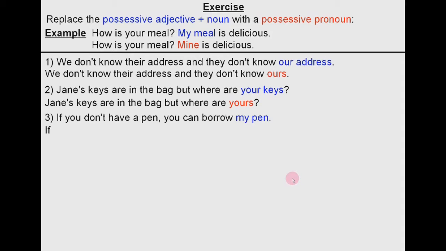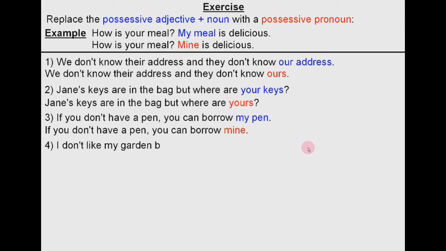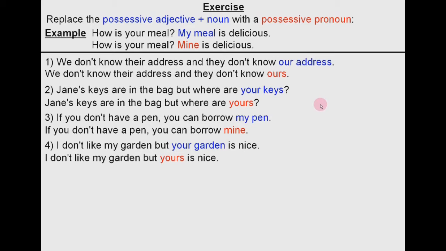The answer is, if you don't have a pen, you can borrow mine. Question 4. I don't like my garden, but your garden is nice. That is the question. And the answer is, I don't like my garden, but yours is nice.